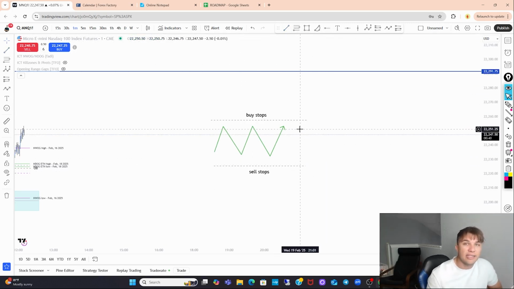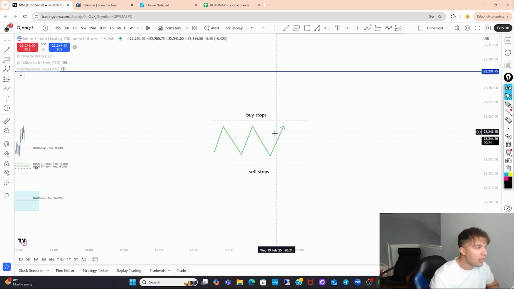Then the next phase is the manipulation phase. This is when we expect price to either sweep the buy stops or the sell stops. So in this case, price then sweeps sell stops.